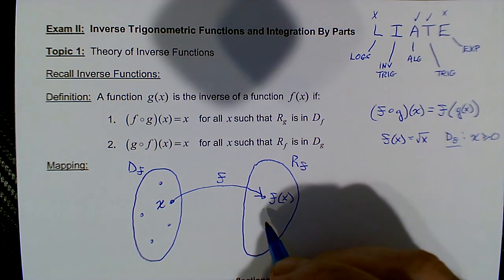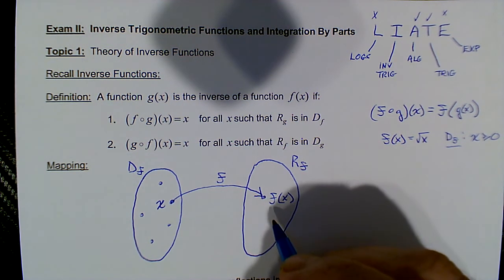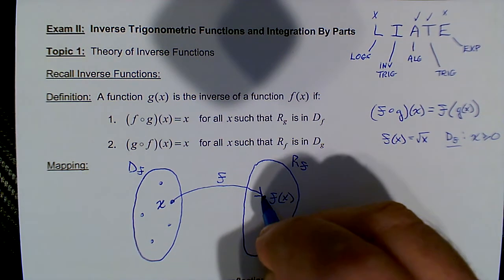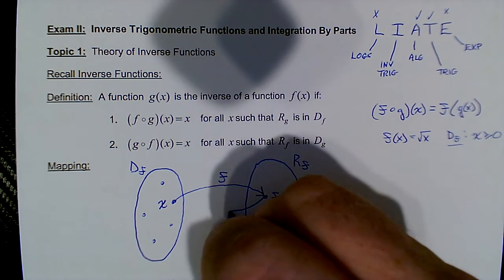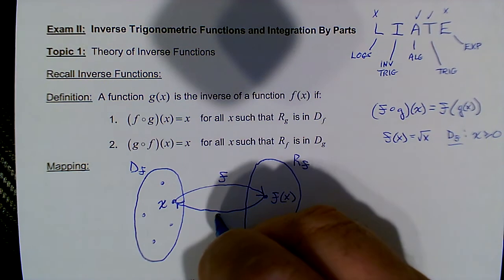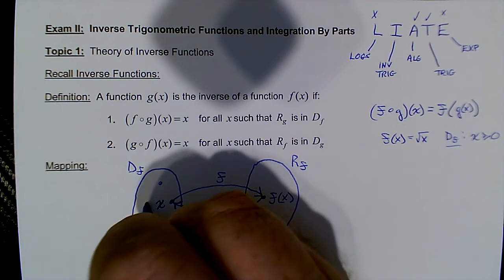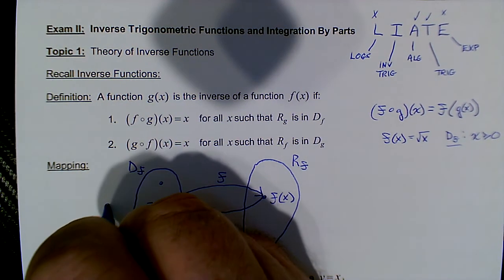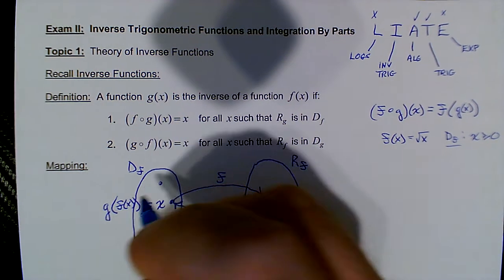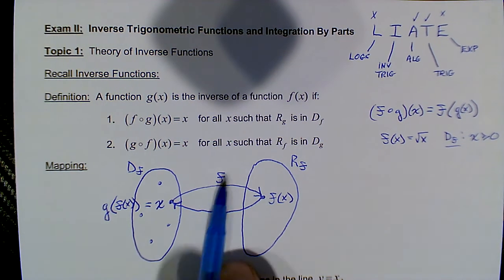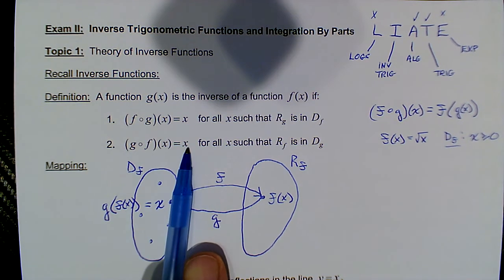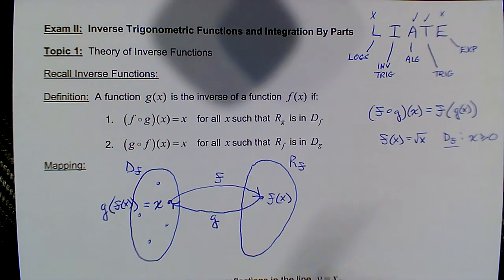So basically, if g is the inverse, we could take the result, f of x, and send it through g. And if g is in fact the inverse function, it should bring us back to x. And that is then g of f of x, which is the composition of g with f. So you can see that that's why the definition must be true. The composition has to equal x, bring us back to where we started.